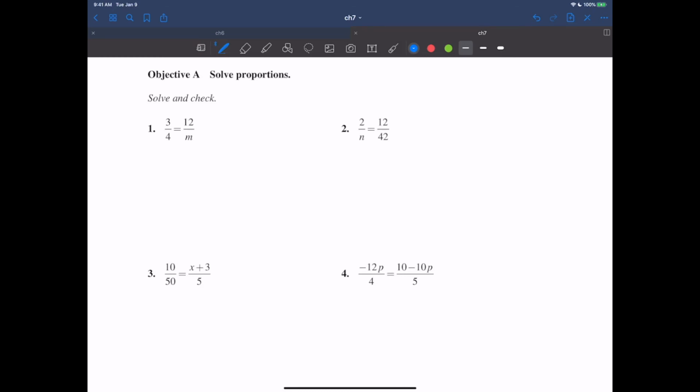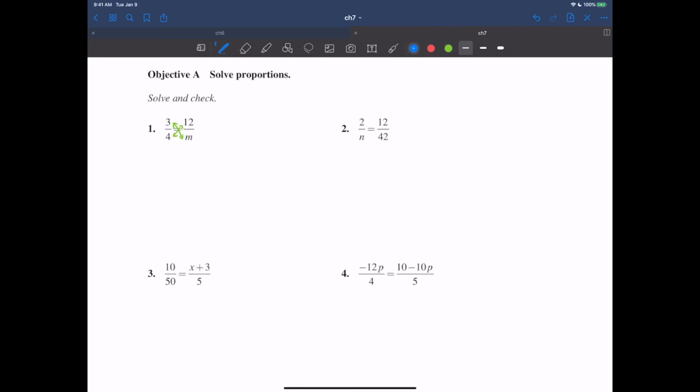Objective A, solve proportions. Number 1, 3 over 4 equals 12 over m. As we said in the previous section, if you have a rational expression equals another rational expression, it's called a proportion. To solve a proportion, the most effective way will be cross multiplication. So you simply cross multiply.